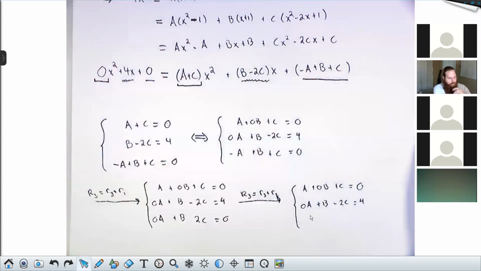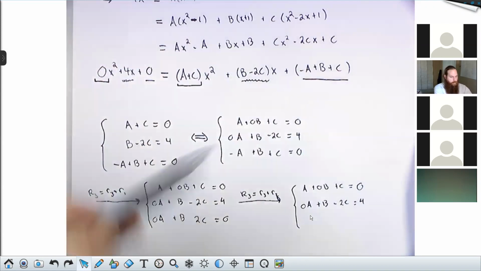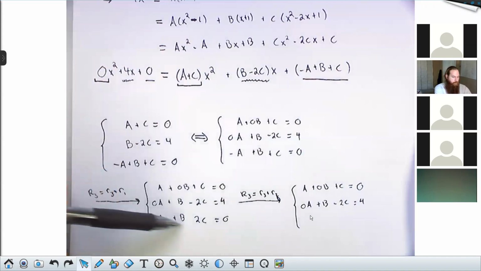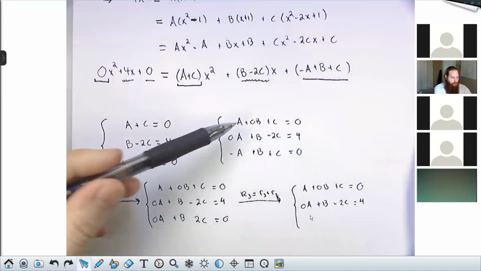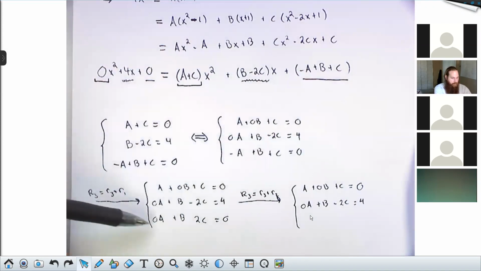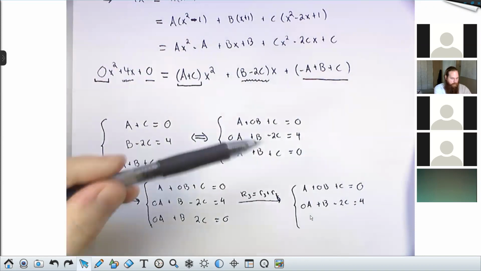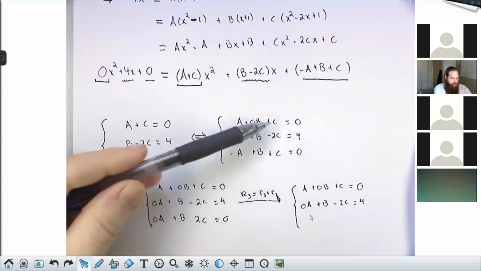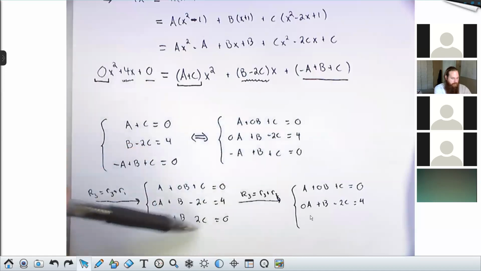So we're solving the system by elimination. So in this step, I added row 1 to row 3. So the row I'm modifying is row 3. When I add row 1 to row 3, I have a plus negative a. That's 0a. 0b plus b is b. And c plus c is 2c. I did this to eliminate the variable a in equation 3.